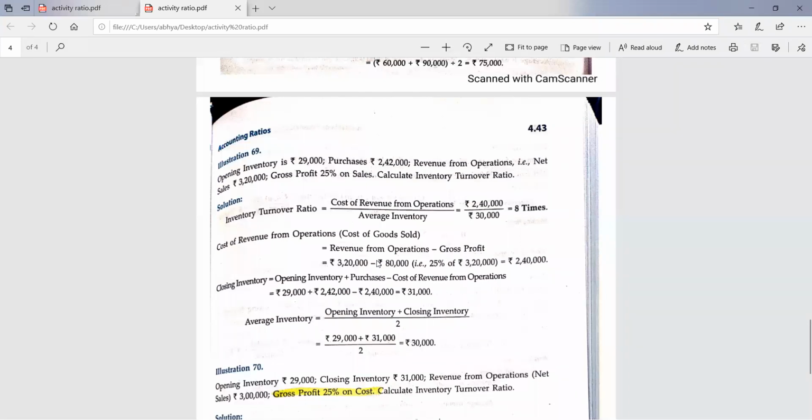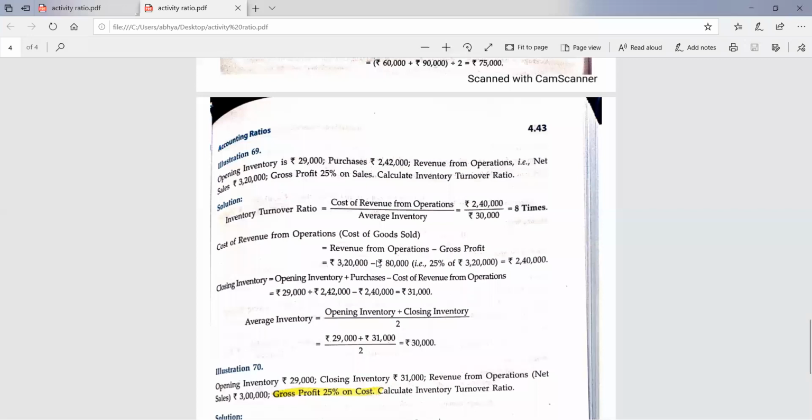Why? Because 3 lakh is the sales and cost here means COGS. GP is calculated on COGS. In this question, GP is calculated on COGS, gross profit 25% on cost. Calculate inventory turnover ratio. Yes, 25% on cost. So in such type of questions, let us assume cost is equal to 100.